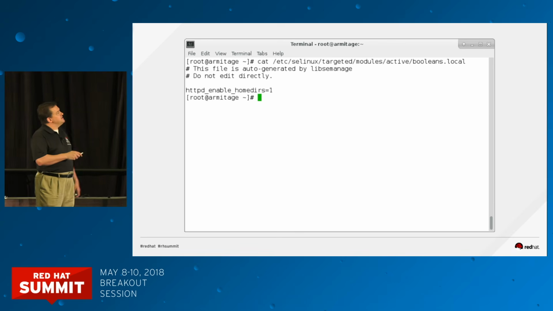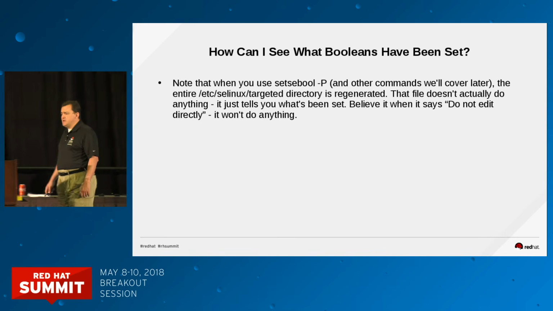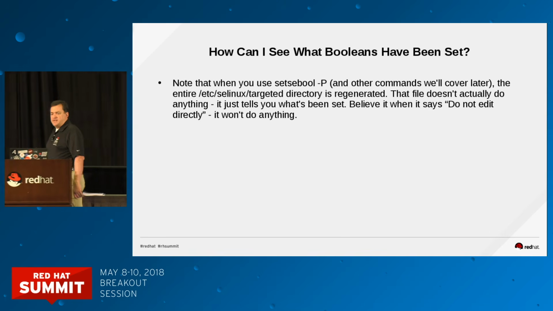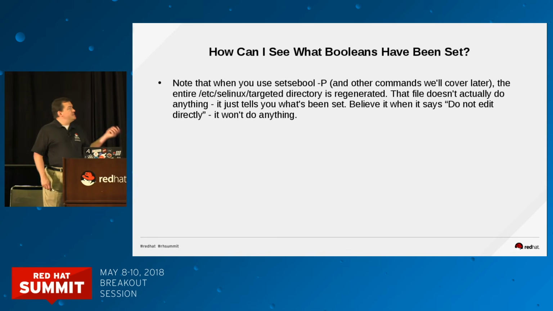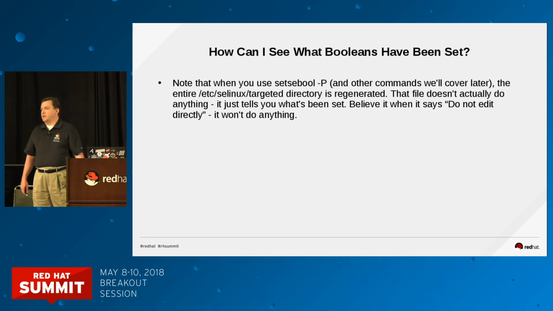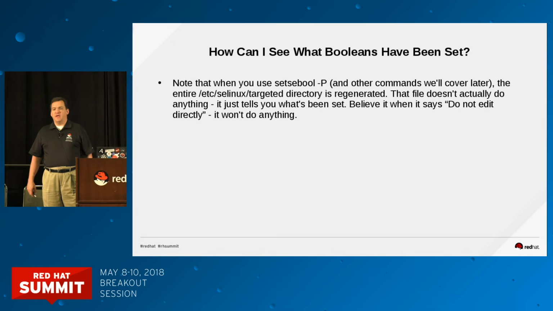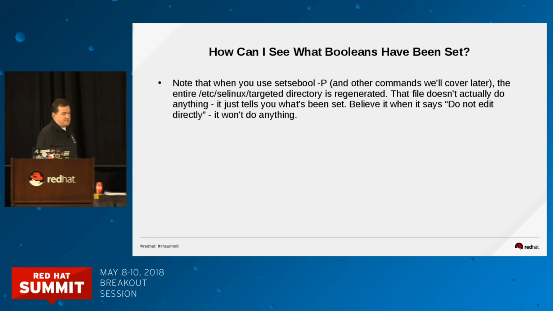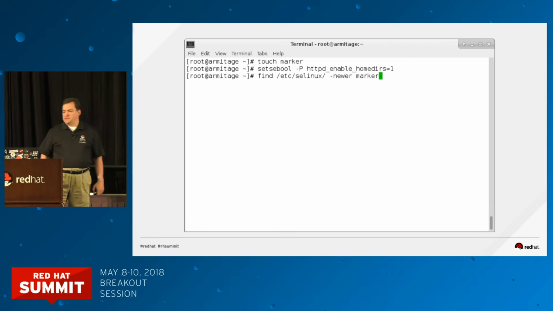But you'll notice that it says this file is auto-generated. Do not edit it directly. It's very serious about that. When you use setsebool -P or a lot of other commands, what it actually does is regenerate the entire directory. So even if you do make a change in that file, the next time you run an SELinux command, it's probably going to regenerate the directory and your file settings are going to be lost. It doesn't hurt anything if you edit the file. It's just going to ignore it and nuke it next time you do anything.